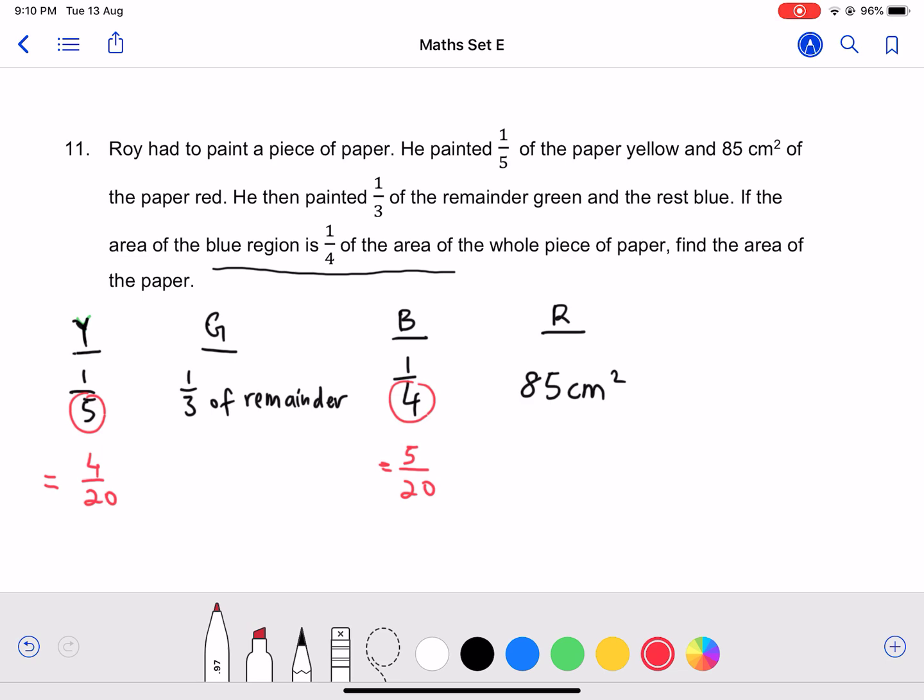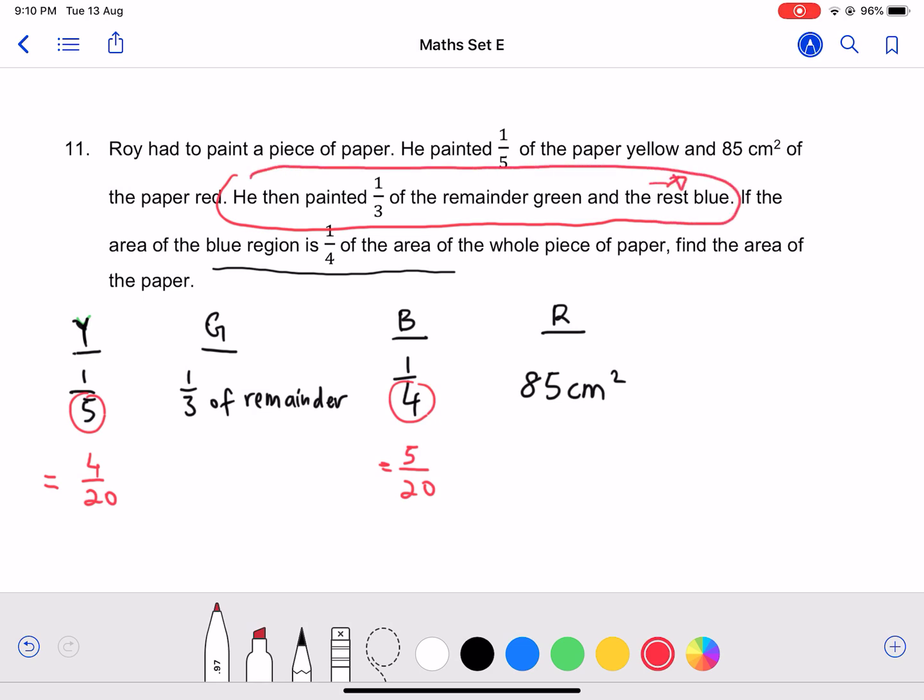Alright, so this was the continuation of question 11. This is where I stopped. Now I'm going to continue reading the story. I'm going to focus on this part here. He then painted 1/3 of the remainder green and the rest blue.